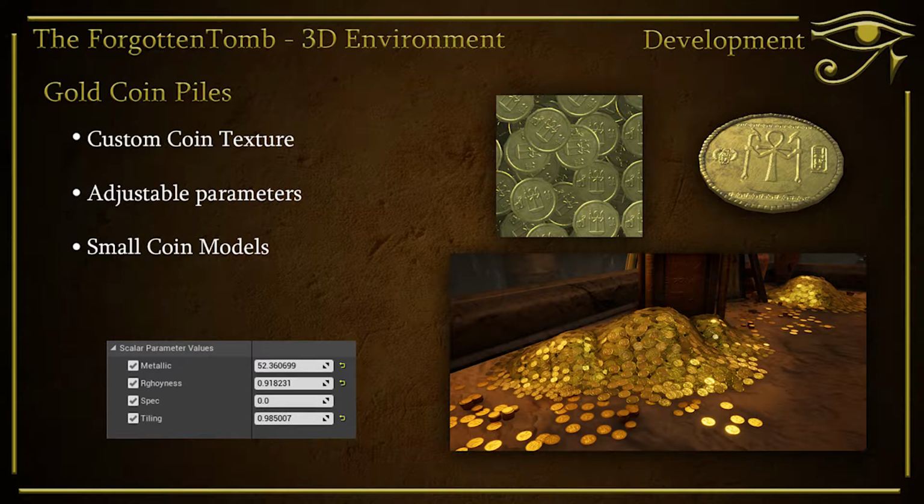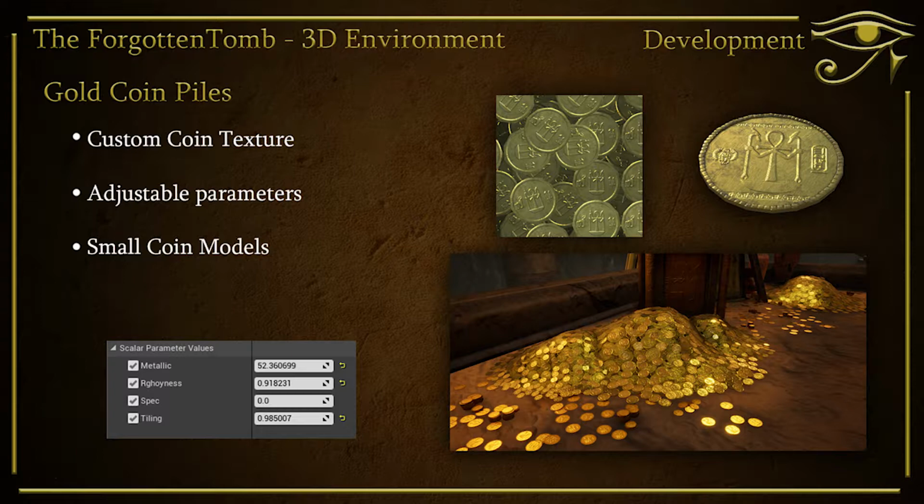After finishing the smaller models for my environment, I moved on to creating the gold coin piles which are scattered around the tomb. When it came to modeling, I experimented with a number of different ways to make these, which led to using a technique of creating a small hill-like model with some small coins scattered around this. The reason why I did this was to save poly count and to help with optimization of my environment.